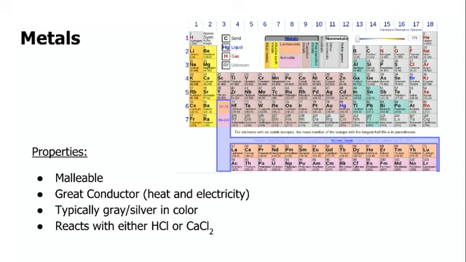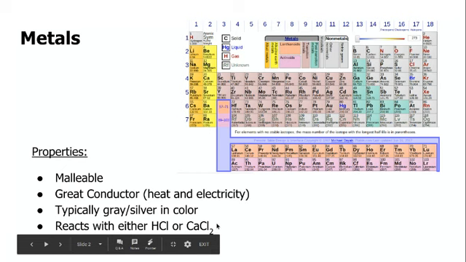And in the lab, we tested that they were reacting with either hydrochloric acid, which is HCl, or calcium chloride, CaCl2. That doesn't mean that all metals are super reactive, because they're not. We have really reactive alkalis and pretty reactive alkaline earth metals, but all these transition metals in here, they're not very reactive. But if it is a metal, it's going to react with one or both of those things.